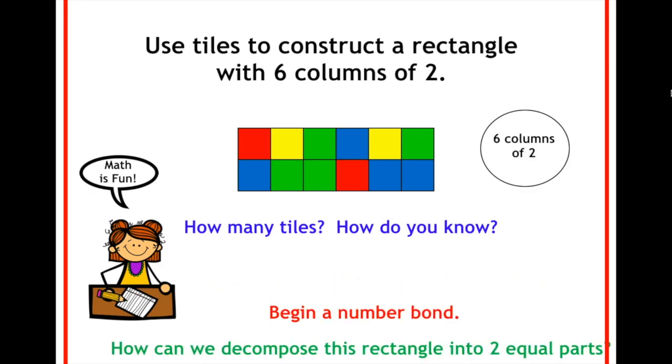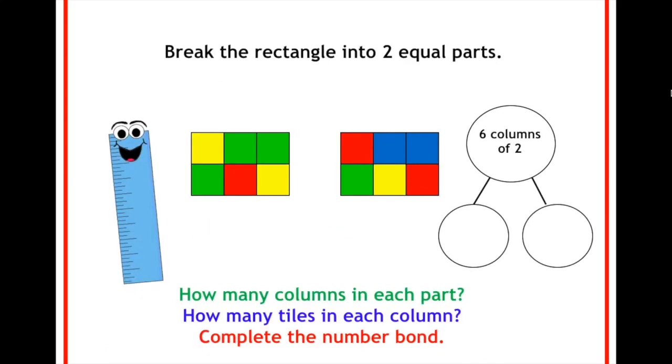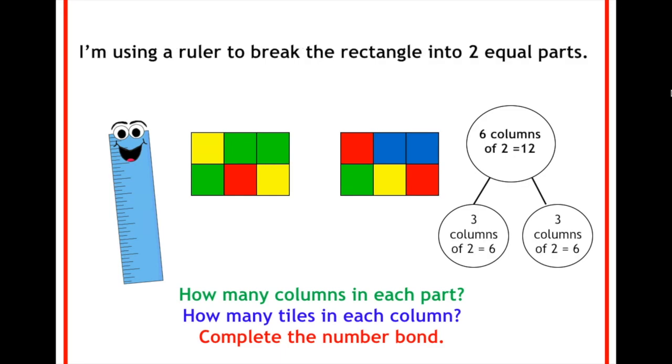How can we decompose this rectangle into 2 equal parts? We can break the rectangle into 2 equal parts, and then we will see that there are 3 columns of 2 on one side and 3 columns of 2 on another side.